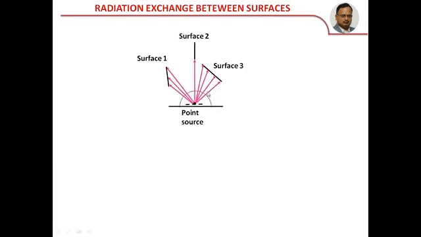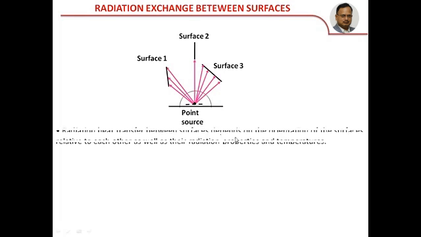Imagine there is a point source which is surrounded by three surfaces as shown here, surface 1, surface 2 and surface 3. The energy emitted from this point source will go and fall on all the three surfaces, and the radiation heat transfer between these surfaces depends on the orientation of the surface.